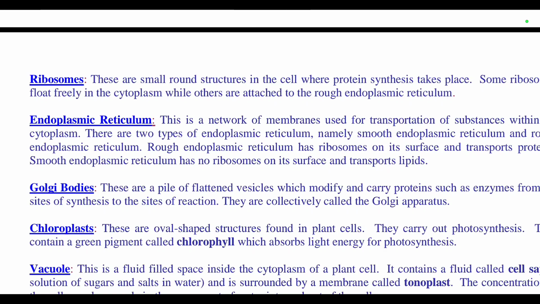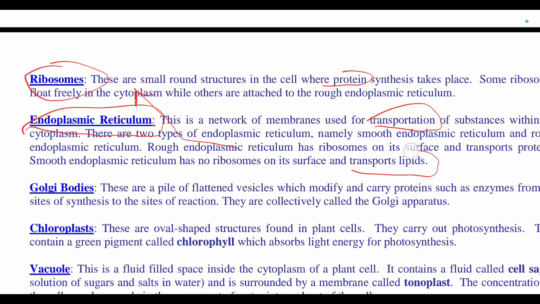Okay? Now, since proteins are manufactured or synthesized in the ribosomes, meaning if you have this endoplasmic reticulum here, a network of membrane which is used for transportation of substances, then the rough one transports what? The rough transports proteins. Okay? Then smooth endoplasmic reticulum has no ribosomes on its surface, and this one transports lipids. Are you following? Very good.